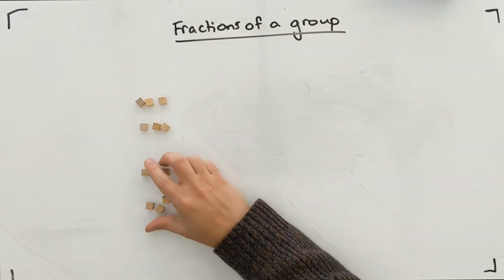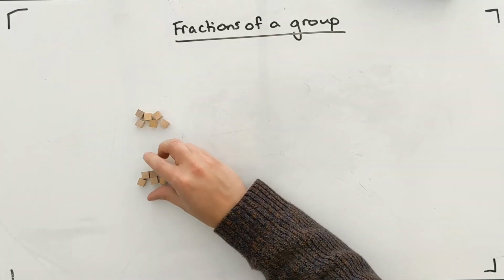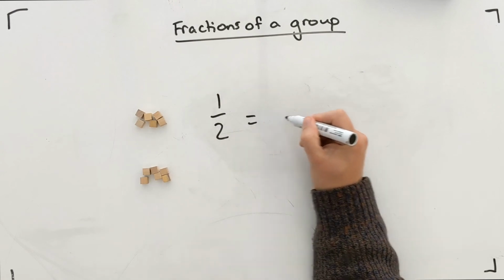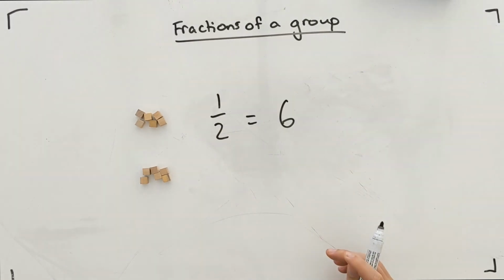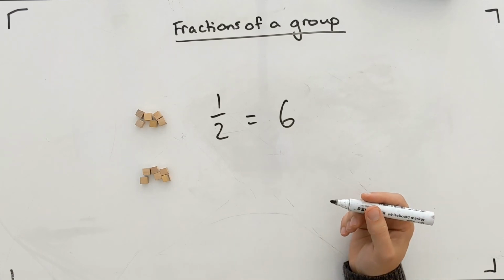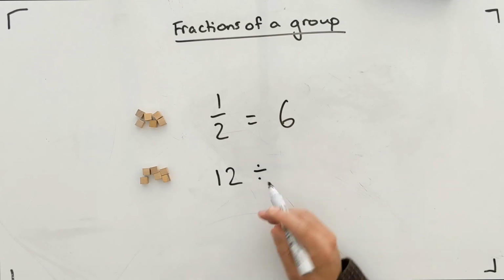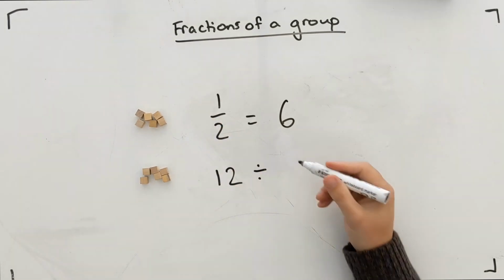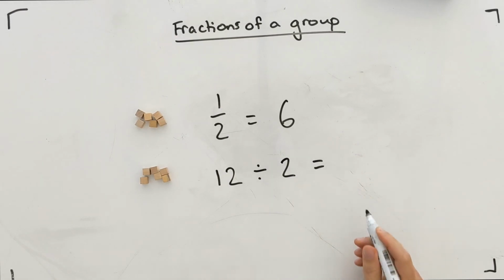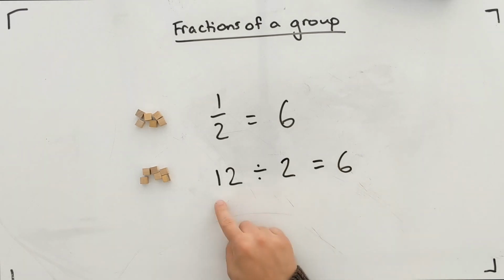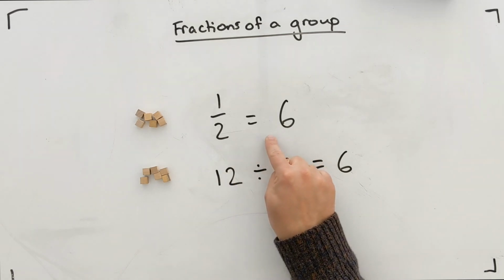All right, so let's go back to a half. 1/2 of the centicubes equals 6. We know that. Another way that we could write that is as a division sum. 12 centicubes total divided by 2 groups, shared 2 ways, equals how many each? 6. You can see the relationship between your division and your times tables and fractions of a group.